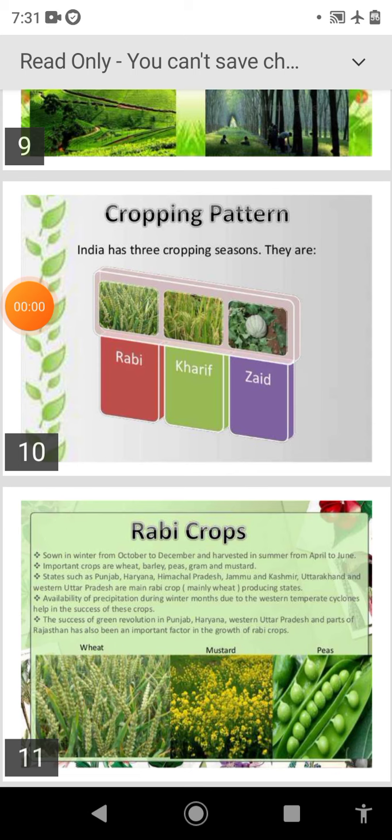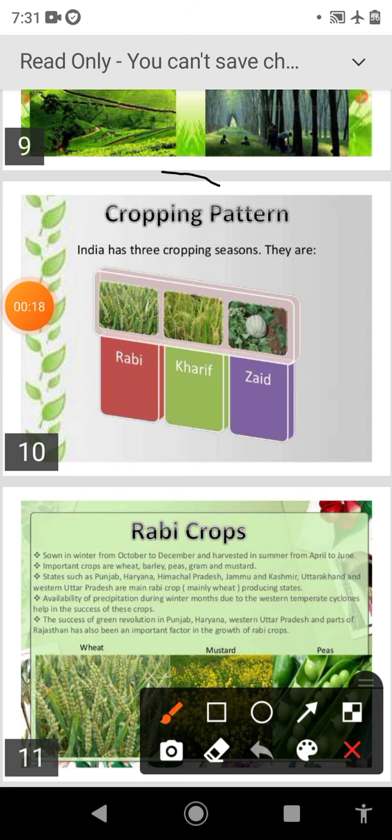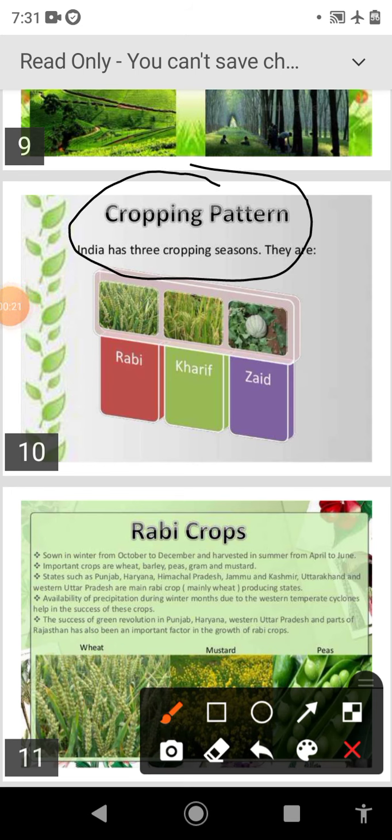Dear students of class 10th, in this video we will revise lesson number 4 of geography. Name of the chapter is agriculture. The topic that we will discuss at first is the cropping pattern. Crops grown in a region during a particular season constitute the cropping pattern.